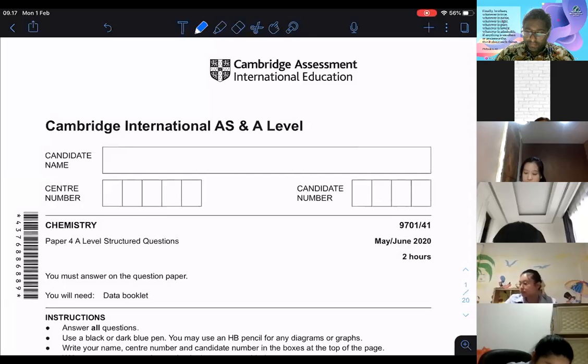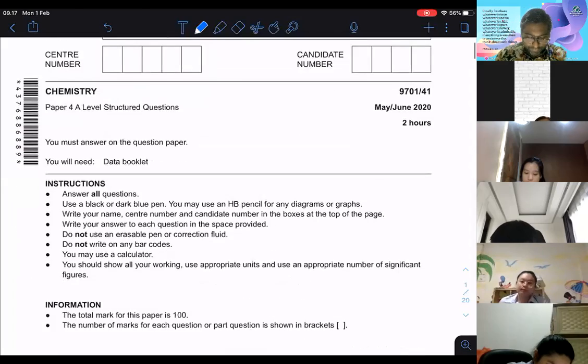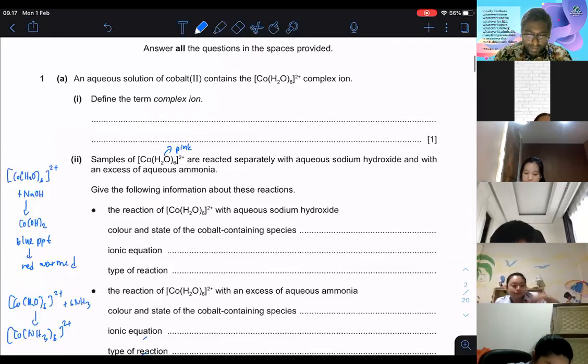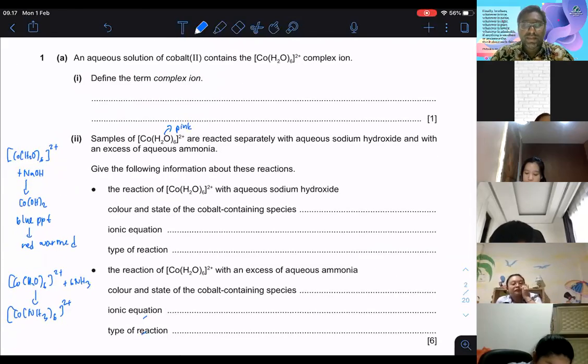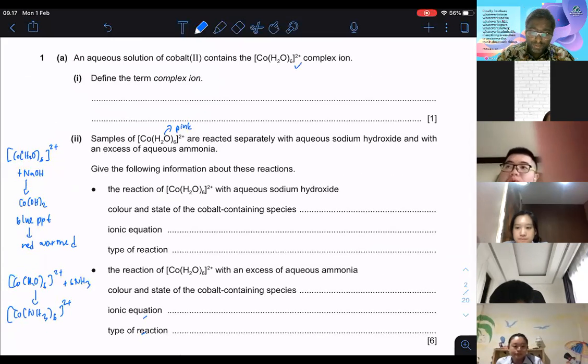Okay, guys, let's start with the May-June 2020 paper. For question number 1, we have this transition metal question. An aqueous solution of cobalt(II) chloride. They have given that it contains this complex ion.